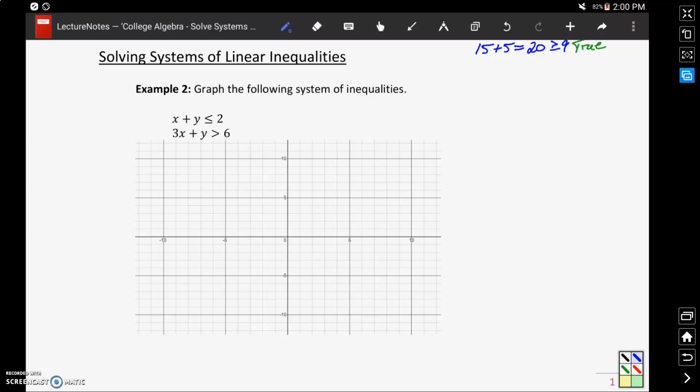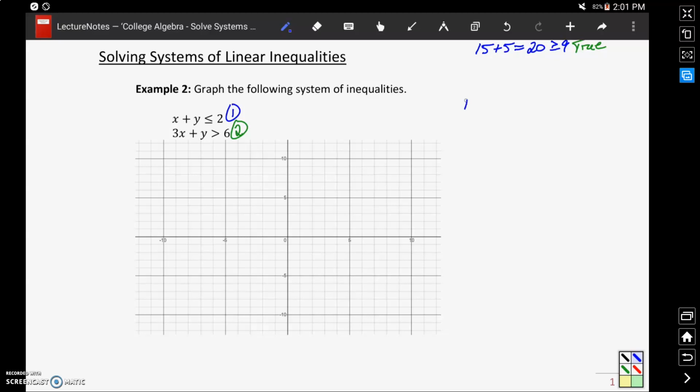To graph the solution to a system of linear inequalities, we first need to graph the lines that correspond to each of our inequality statements. Those will give us the boundaries for our different regions, and then determine which region to shade, meaning which region contains the coordinate points that are solutions to both inequalities.